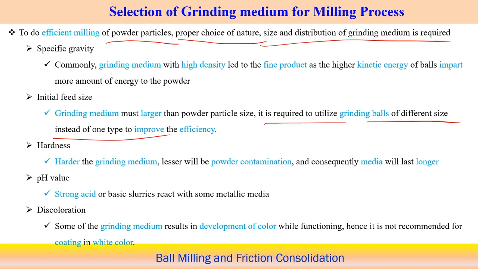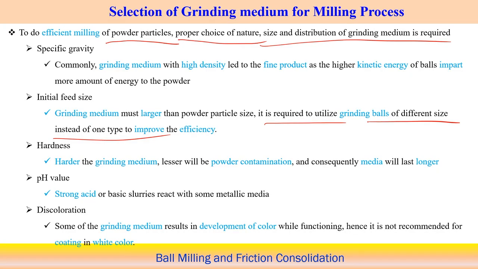Third part is the hardness. Definitely the grinding media must be harder as compared to the powder we are looking for, and the harder the grinding media, the lesser will be the powder contamination. That means during the interaction, some parts can be transmitted from the harder material. It can be a very small amount, but it may create some kind of contamination to the freshly generated powder. So that's why a large difference in hardness is mostly useful in this particular case. So this is one point.